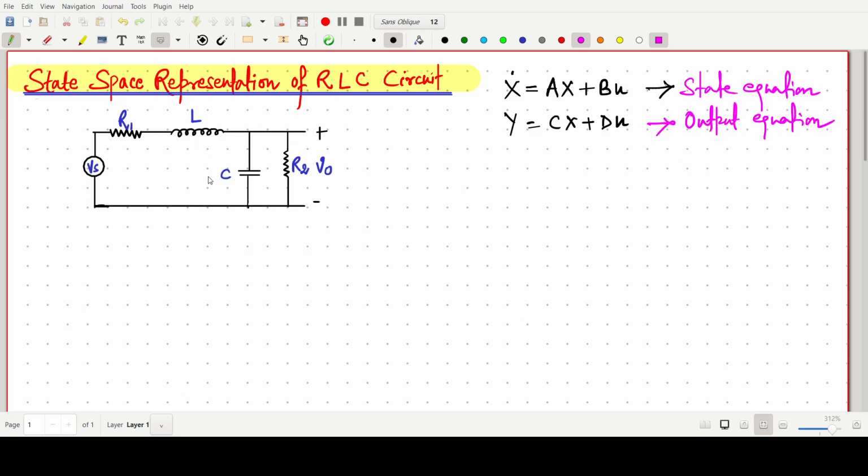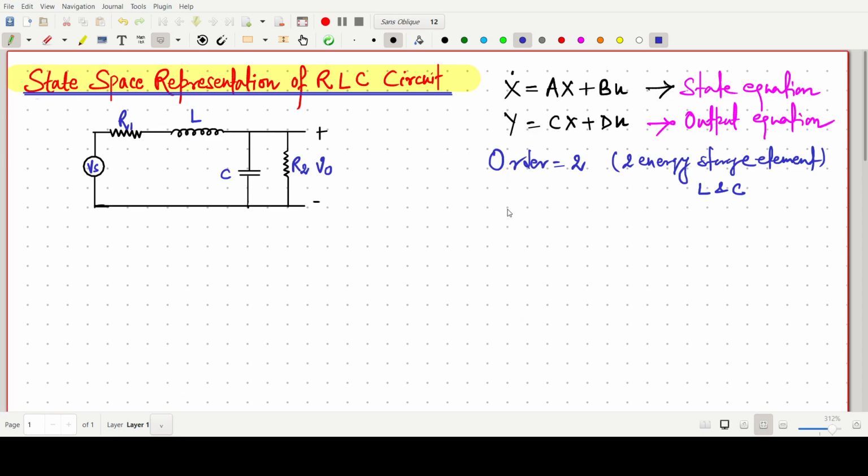First of all, we have to identify the order of the system. Here the order of the system is 2, because there are 2 energy storage elements, one L and one C. So this is a second order system.